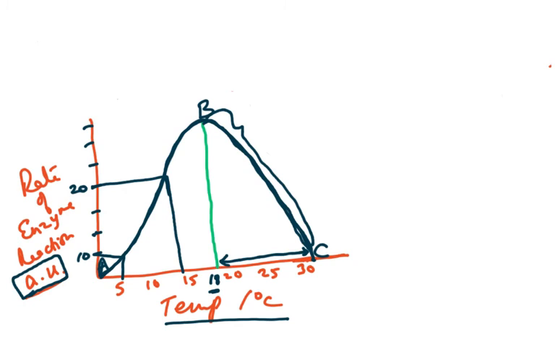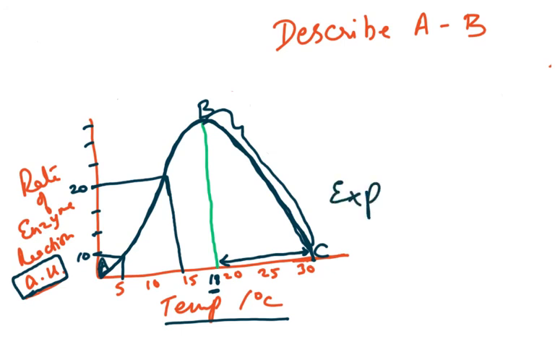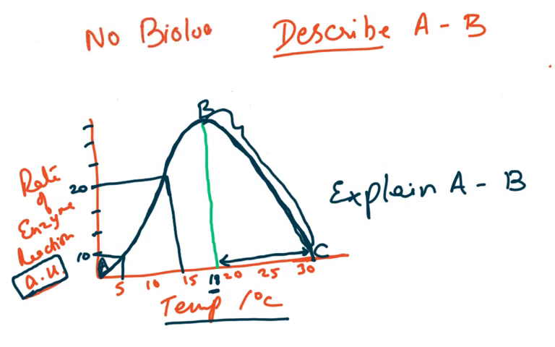Now as you look at this graph, a very typical question is: describe A to B. And then the other question is: explain A to B. They're usually two very different questions and you need to really understand that. The first and most important thing is that describe is no biology, you just have to describe the graph. In describe you usually just give figures, so we'll say at 5 degrees Celsius, and you must give the units, the rate was 5 arbitrary units.